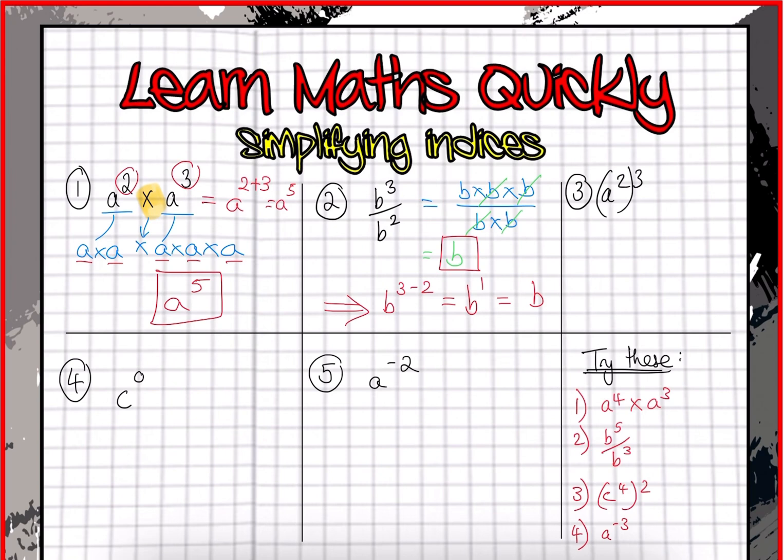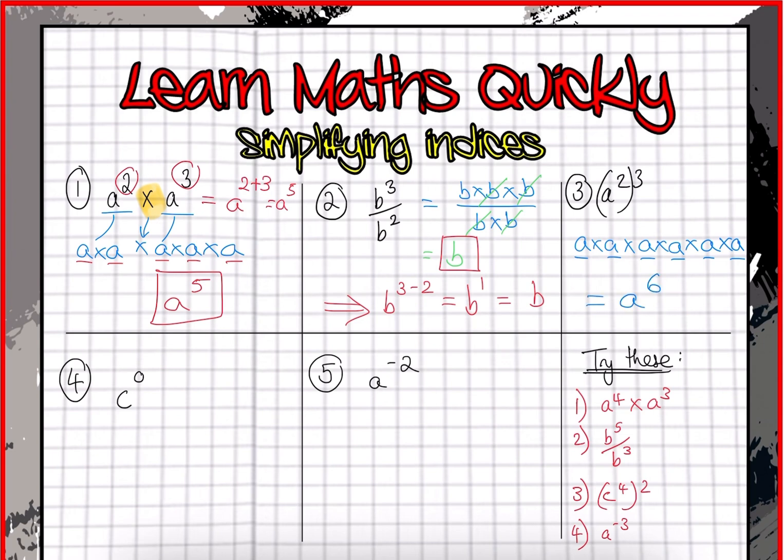The next important rule you need to know, let's look at number 3 now, is when you've got an indice in brackets with another indice on the outside of that bracket. So a squared, close bracket, to the power of 3. Well, what does that mean? That means you've got a times a, and you're doing that 3 times. So a times a times a times a times a times a. So that's 1, 2, 3, 4, 5, 6 a's. So that's the same as a to the power of 6.